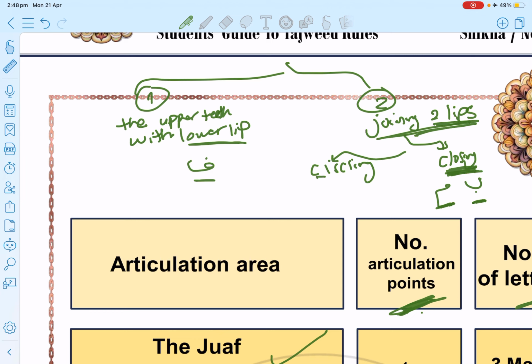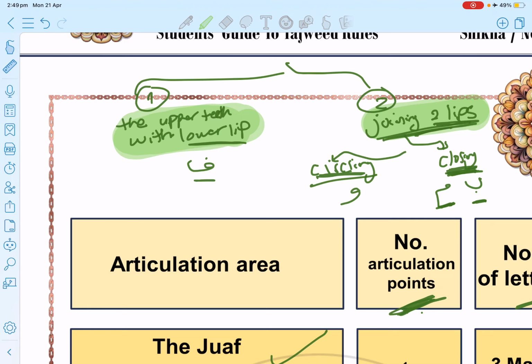Okay, let's see circling. Which letter do we circle our lips for? In the واو غير المادية. For example, when I say أو, the واو letter, but not the مادية, the غير مادية, the non-extendable one. Let's say أو. Did you notice when you pronounced أو, you joined your two lips by circling them? So this is for the أو. So we have two specific articulation points. This is number one and this is number two.